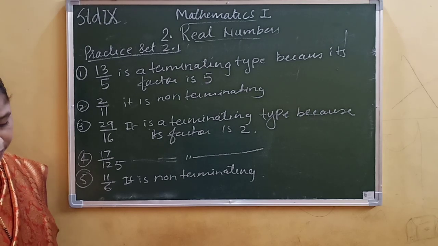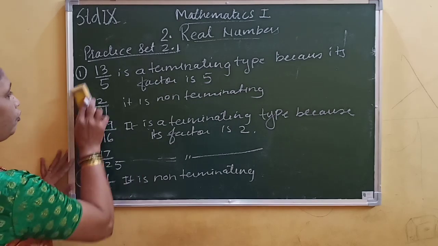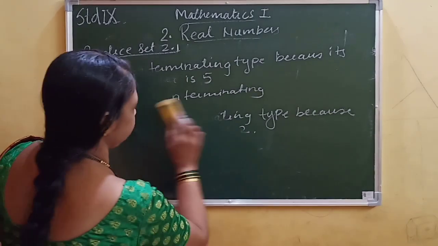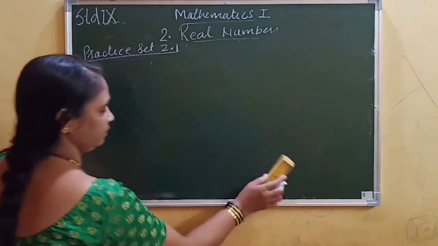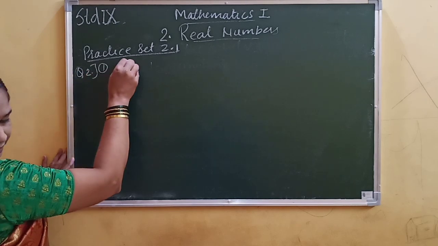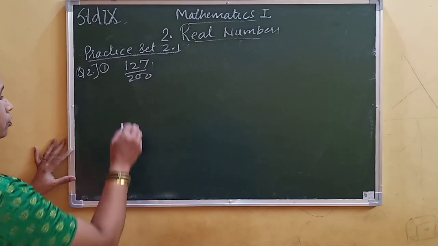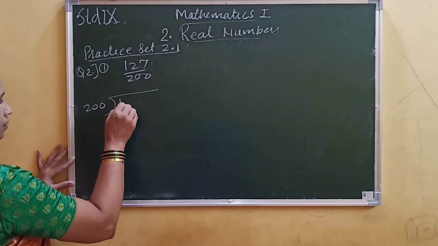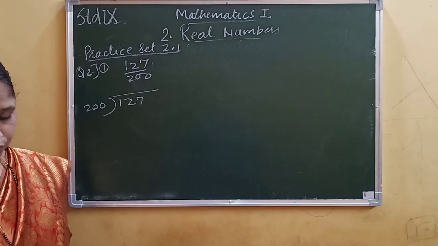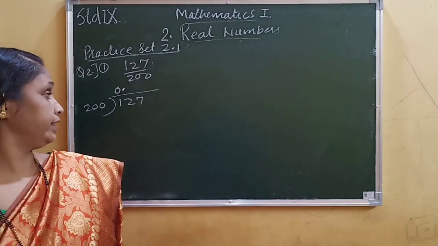Now second type. Write the following rational numbers in decimal form. Okay, you have to write in decimal form. So let's see question number 2. Question number 1 is 127 upon 200. We have to convert it into decimal form. So how will it be? 200 divided into 127. First it will be 0. and next it will be how much? If you take 0 then 0.